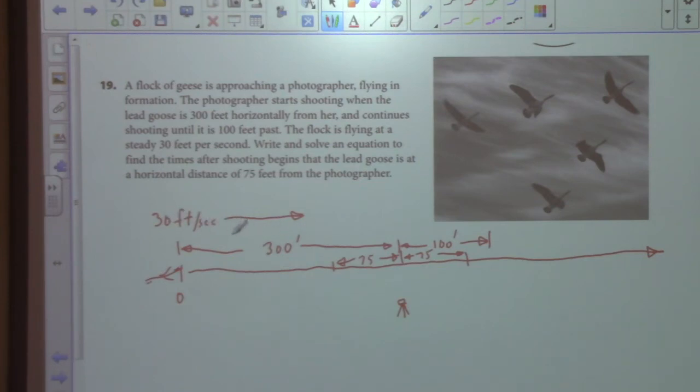Because 30 times 10 is going to get you right here. And so we're interested in how much time it takes to get between here and here. So it's like we're considering two things simultaneously. We're considering time, and then we're trying to get these distances here. Wouldn't it be 5 seconds?